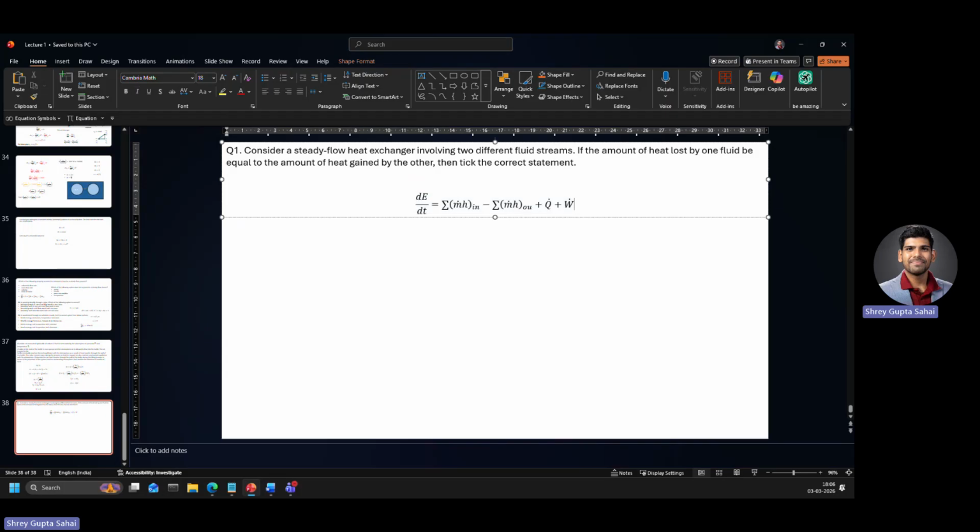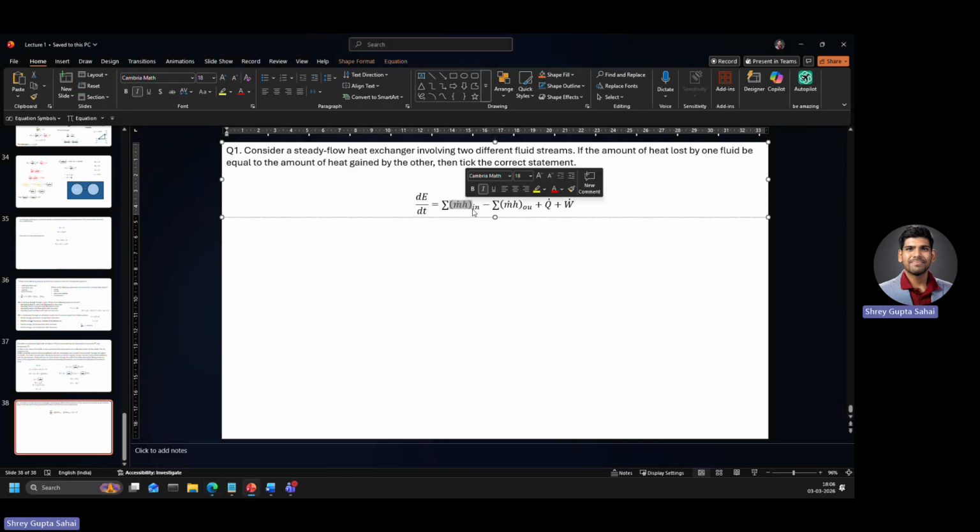I don't think I've missed anything else. Let me quickly check if I have missed any term. I don't think so though. But just to be on the safer side, let me open up on a different screen my thermodynamics textbook and just check if I've written the right thing. Just give me a second.